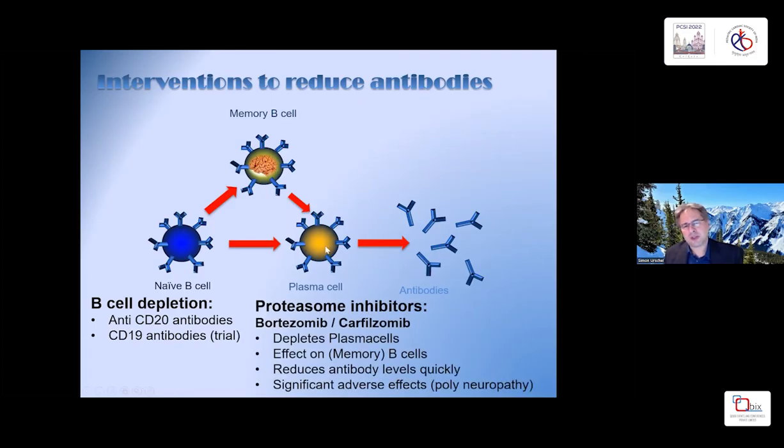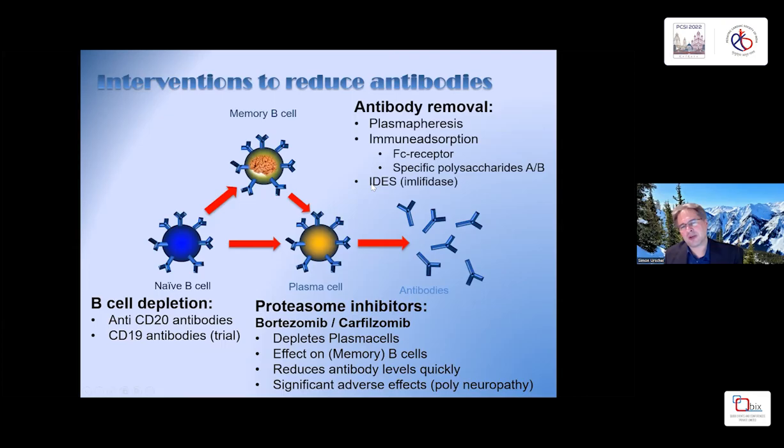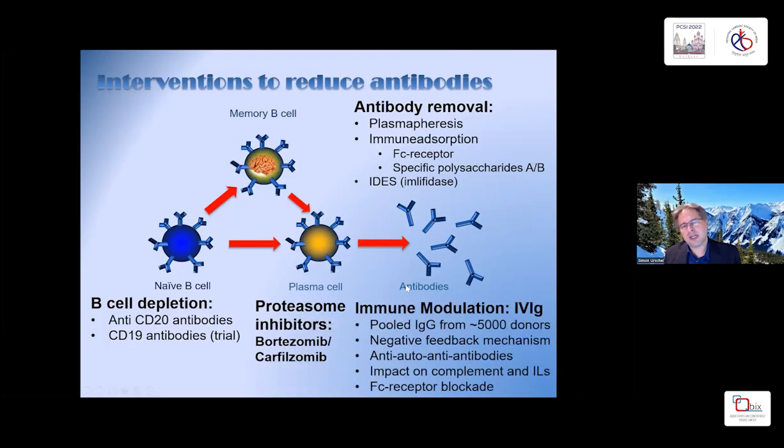Proteasome inhibitors target the plasma cells directly and deplete them, and therefore have a much faster effect. They also have some effect on memory B cells, but they also have significant adverse effects, so they require careful consideration whether to use them. And in the end, you'll end up with a combination of the things, and all of them should always include immune modulation by IVIG, which slows down your antibody production, but also gives you infectious protection at the same time.